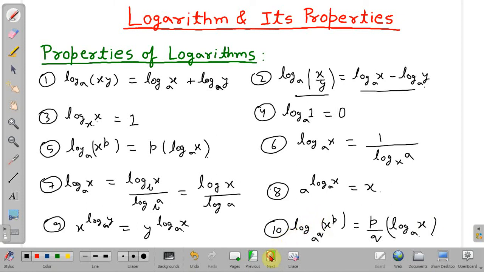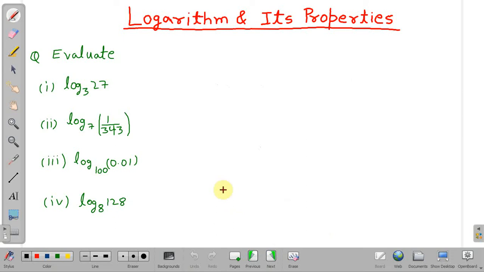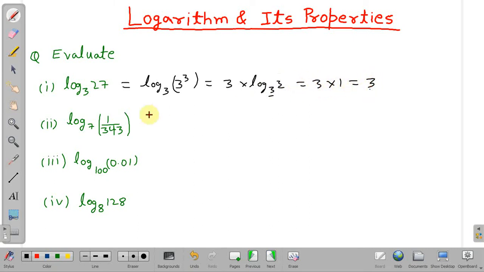So now we will discuss some problems. Here we have to evaluate and find the values. Log 27 with base 3 can be written as log 3 cubed, since 27 is nothing but 3 to the power 3. The power will come before the log and be multiplied, so 3 into log 3 with base 3. Now as the number and the base are equal, it will be equal to 1. So 3 into 1 equals 3.